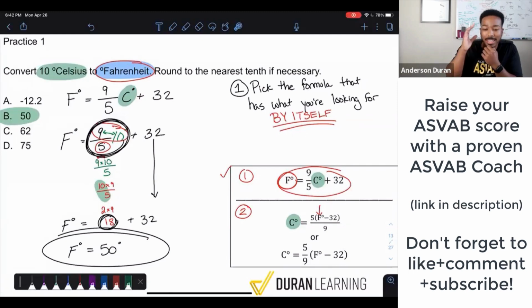Exactly, Angelina. Now that you've memorized the formula, it makes it that much easier. The very first step is memorizing the formula and then setting it up as your problem. Now that you know the arithmetic, boom, Crystal. So remember, right here, pick the formula that has what you're looking for already by itself. If I'm looking for Fahrenheit, I'm using this one. If I'm looking for Celsius, I'm using this one all day. And final comment here, and then we're going to go on to the next question.